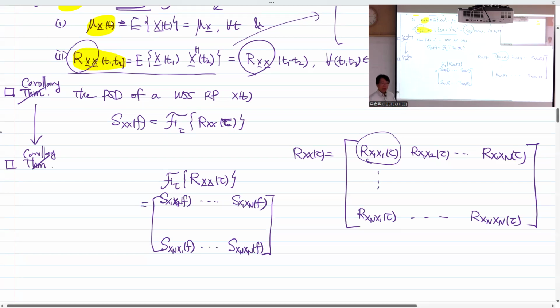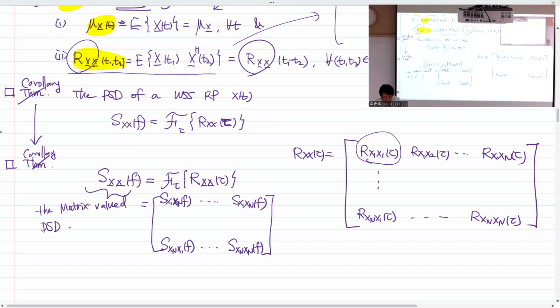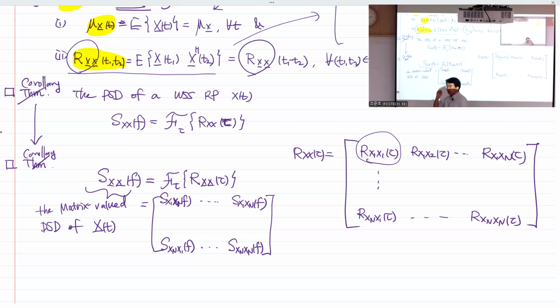So suddenly, you may define something called a matrix-valued power spectral density of a vector random process, in this case a vector wide-sense stationary random process. Of course, you may define it for general non-stationary random processes. That would be left for you to handle, probably in the midterm exam.